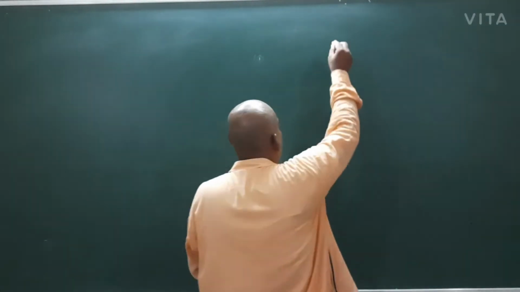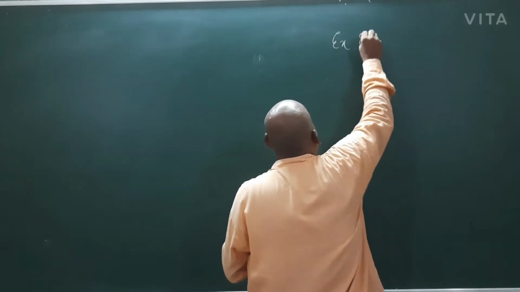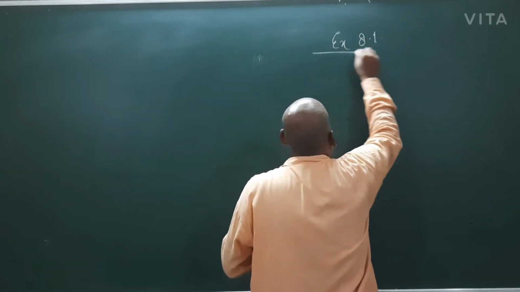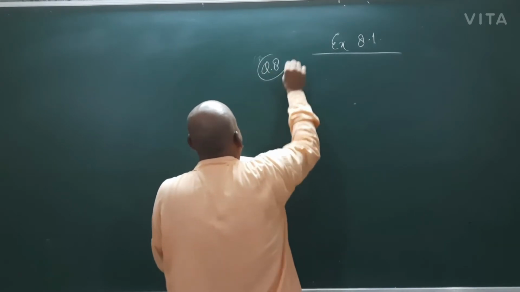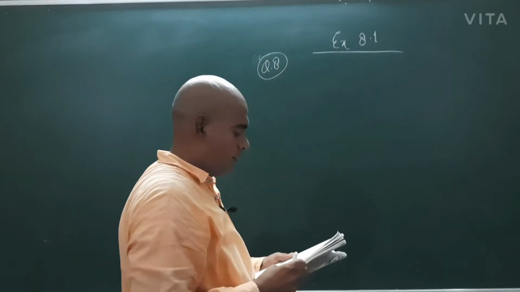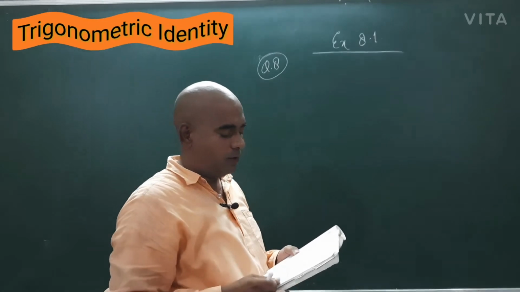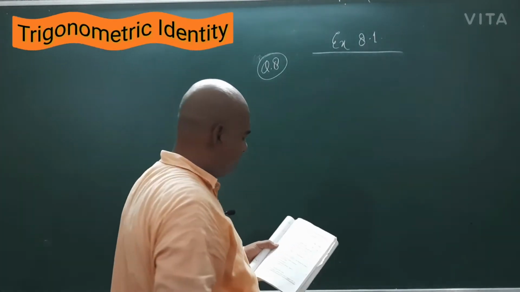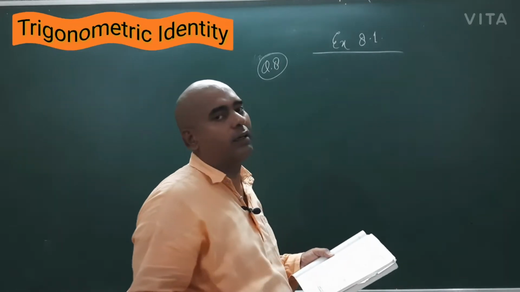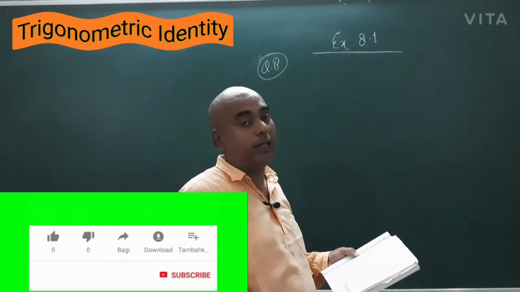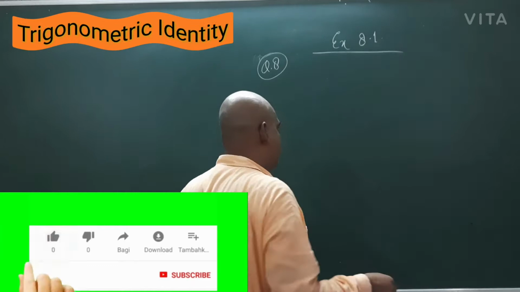Exercise 8.1. Question number 8. If 3 cot A is equal to 4, check this one. It is not said what A is, so we take a right angle triangle. It is not said, but we will take a triangle.